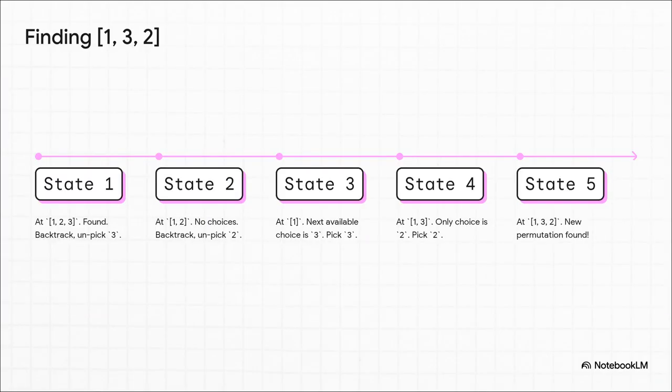Let's watch that mantra in action to find our next permutation. We just found 1, 2, 3, so the algorithm backtracks. It unpicks the 3. Now the path is 1, 2. There are no other choices there, so it backtracks again, unpicking the 2. This takes us all the way back to when our path was just 1. From here, it can finally explore a new branch. It picks the next available choice, which is 3, and then the last remaining number, 2. And just like that, we found our second permutation, 1, 3, 2.